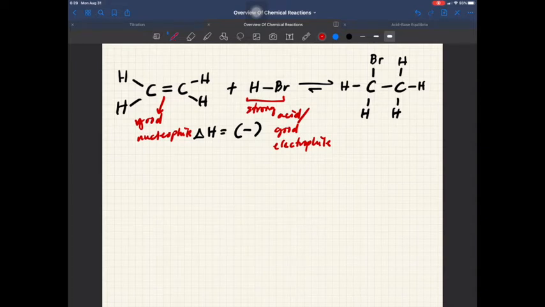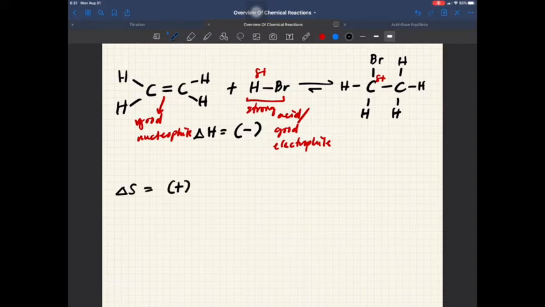On the other hand, the product has more stable and less reactive bonds. Even though the carbon here is partially positive, it is not that positive compared to this hydrogen, which easily reacted with your ethene molecule. Now, what does a positive change in entropy mean?